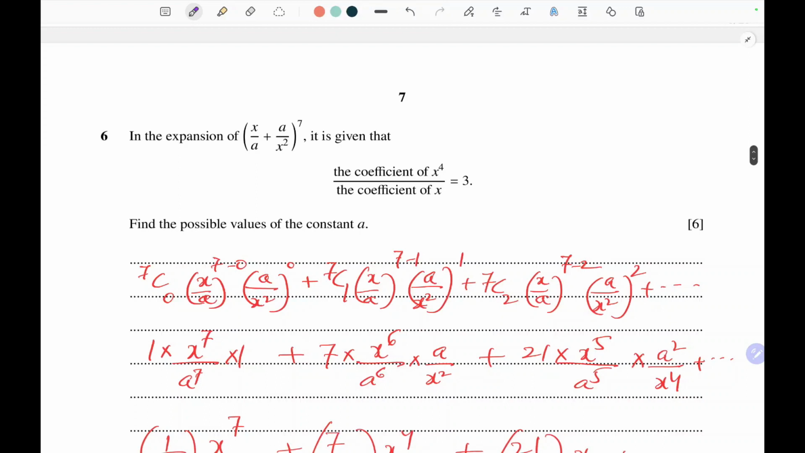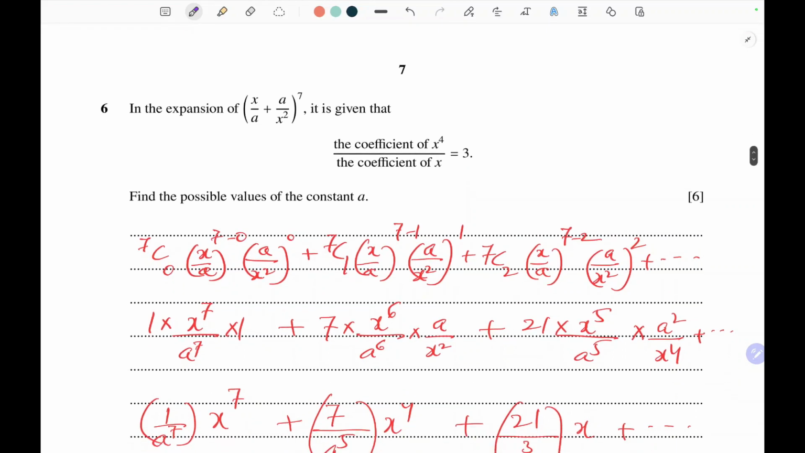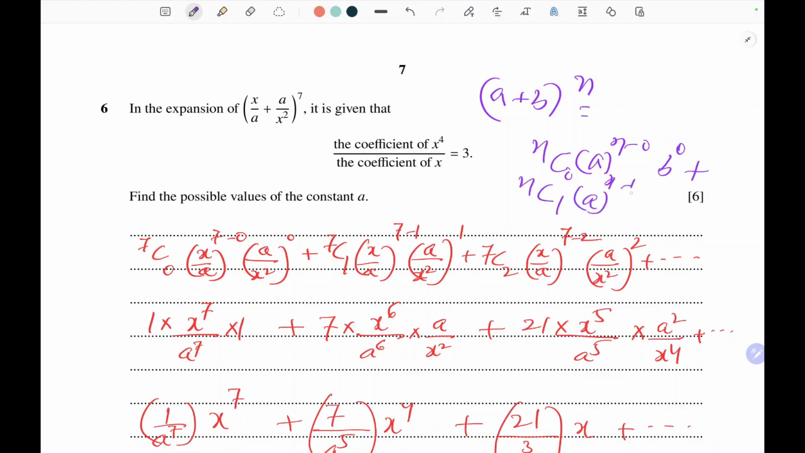In the expansion, it is given that the coefficient of x to the power 4 over the coefficient of x equals 3. Find the possible values of a. So guys, in this type of question, you should write some terms, two or three terms. So we know that if we have (a + b) to the power n, then we write nC0 a to the power n minus 0, b to the power 0, nC1 a to the power n minus 1, b to the power 1, and it goes on.